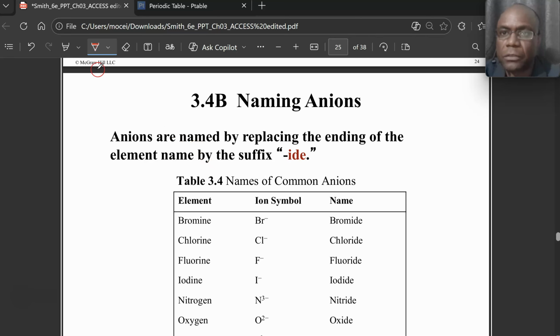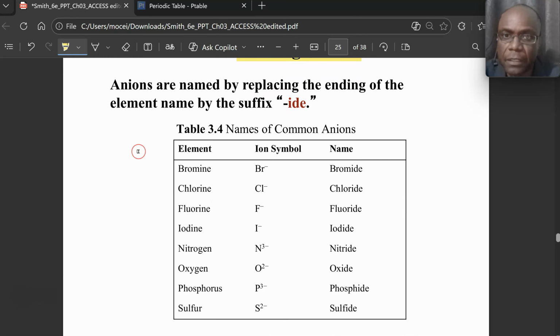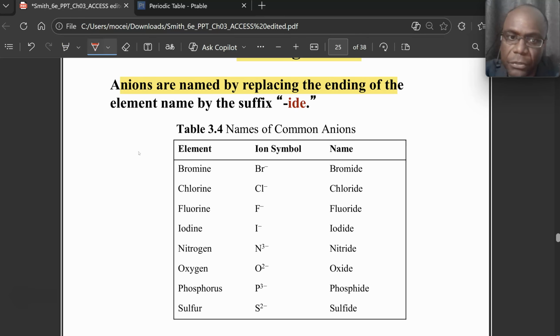Let's practice also naming anions. Those were cations with positive charges. If you have an anion as found in the periodic table, the nonmetals, you will replace the ine, especially for the halogens, with ide. So like bromine will be bromide when it gets a negative charge. Chlorine will be chloride. Fluorine will be fluoride. Iodine with that negative charge is iodide. Those were the halogens, the main group 7A.